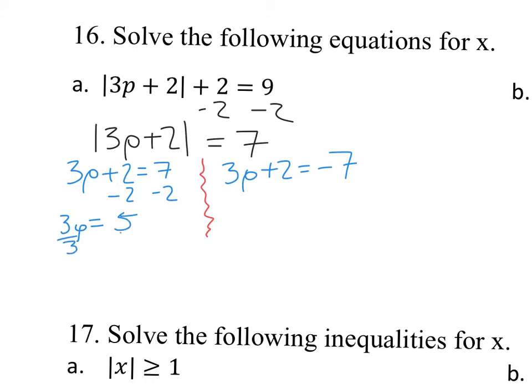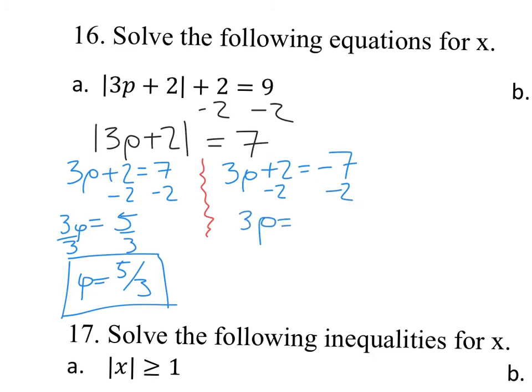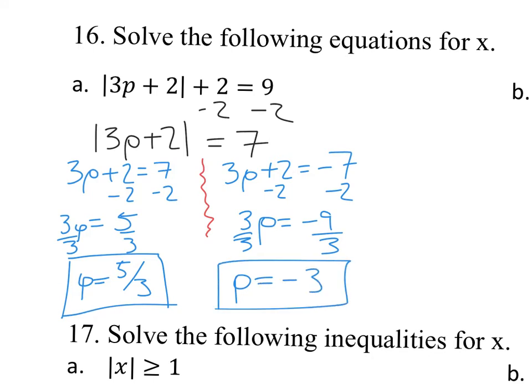Divide by 3 on either side. P is going to equal 5/3. Okay? And that's okay. Fractions are good for us. Now, we're going to subtract by 2 on either side. And I have 3p is equal to negative 9. You divide by 3 on both sides. And p is going to equal negative 3. And those are your two answers.